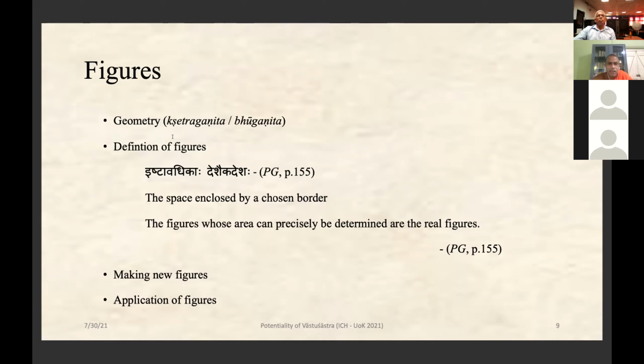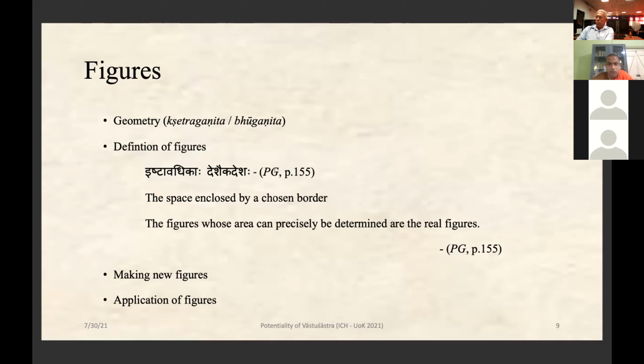So in this geometry section, they introduce all the basic figures and the rules related to these basic figures: how to calculate area, how to calculate the circumference, the diagram, diameter, and so on. The Pythagorean theorem and other related theorems are also given in this section in mathematical texts. The very interesting thing is that they define the figures, especially in the Patiganita.